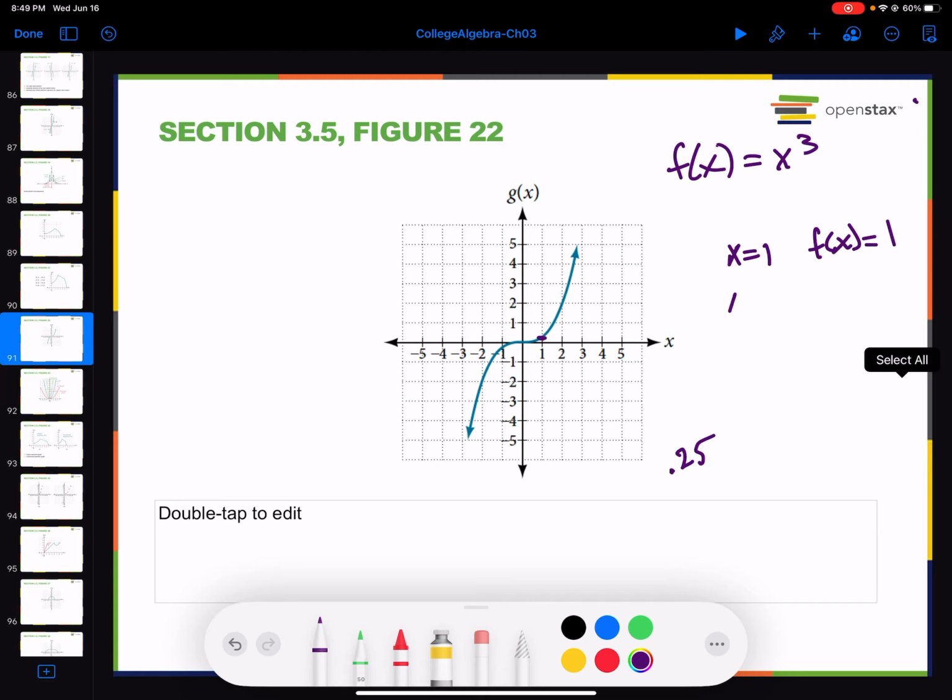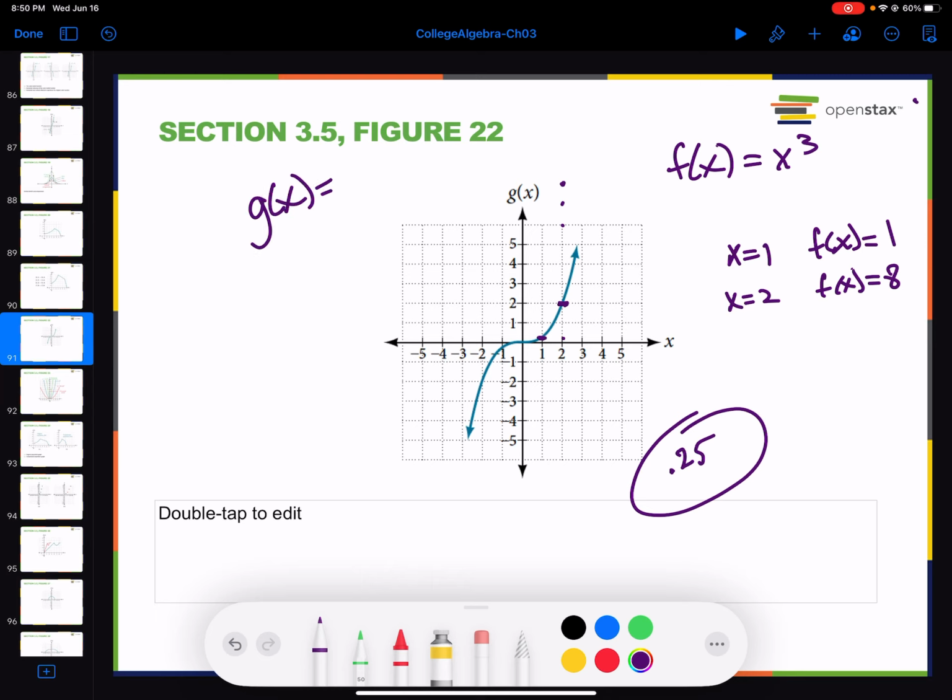just to make sure. So if we had x equals 2, that would give us f of x equals 8. So 2 should be 8, so this would be 6, 7, 8 should be here, and instead it's at 2. So yes, it looks like we're doing a factor of 0.25. So our g of x equals a quarter f of x. Or if you wanted to keep the decimal, you could do 0.25 f of x.